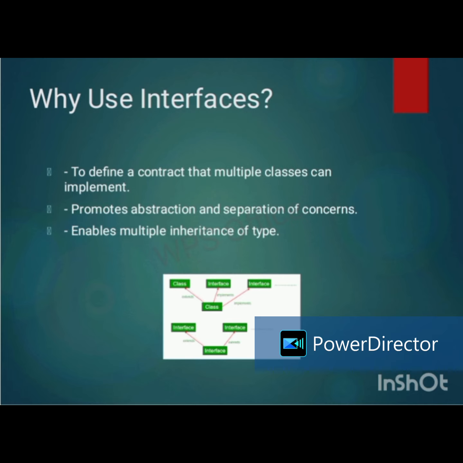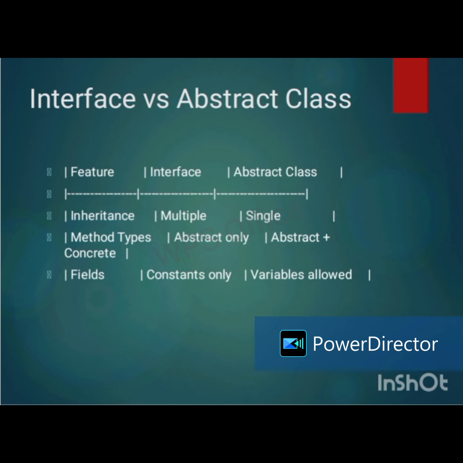Let's now compare interfaces with another important object-oriented programming concept, abstract classes. Now let's talk about a common question that Java beginners often ask: what is the difference between an interface and an abstract class? This comparison is essential because both are used to achieve abstraction, but they serve different purposes and have different rules. Let's begin by understanding what they have in common.